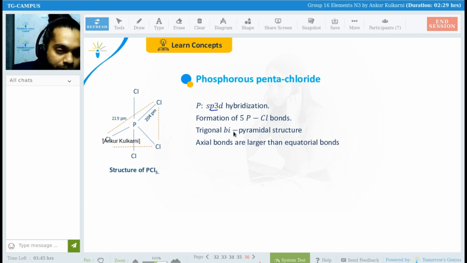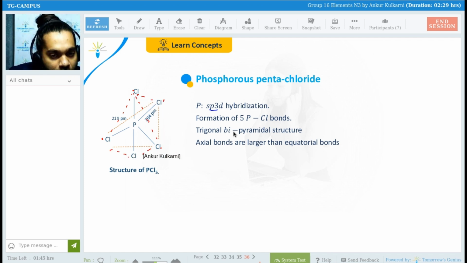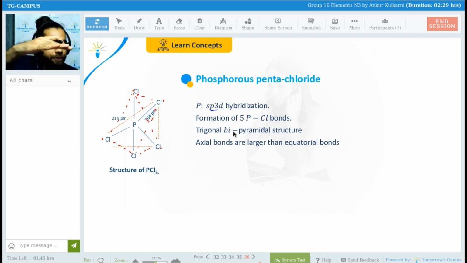Look over here. This is a triangle, A, B, C. Chlorine down, chlorine up. If I join this, it makes a pyramid. So one pyramid at the top, one pyramid at the bottom. Trigonal means a triangle in between, with a pyramid at the top and a pyramid at the bottom. So, trigonal bipyramidal. Is it clear, everyone?